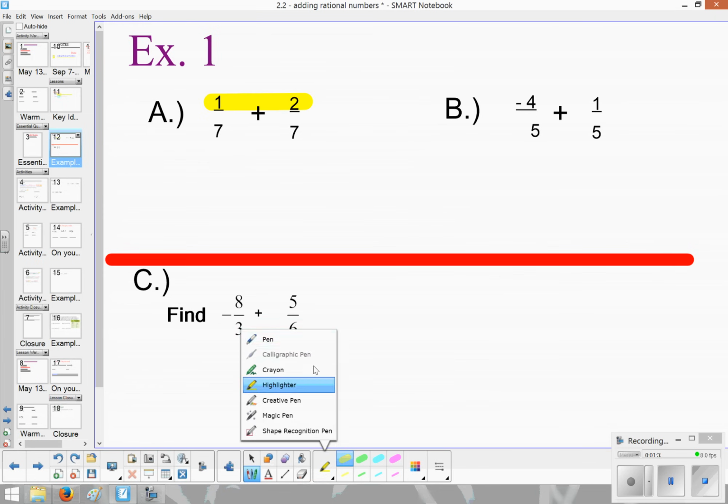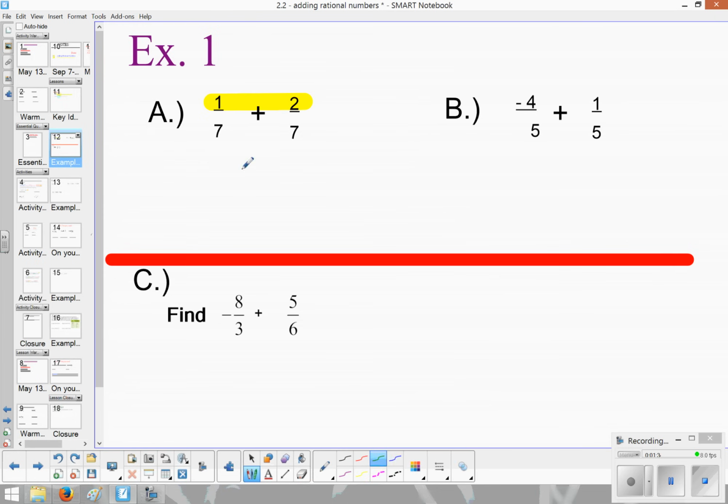So 1 plus 2 will be 3. So I'm going to put 3 on top. And since the denominator is 7, I'm just going to keep it as 7. So the answer for A would be 3 over 7. Very simple if the denominators are the same. Just take a look at the next one. B, the denominators are the same. So we're going to go ahead and use the same denominator.